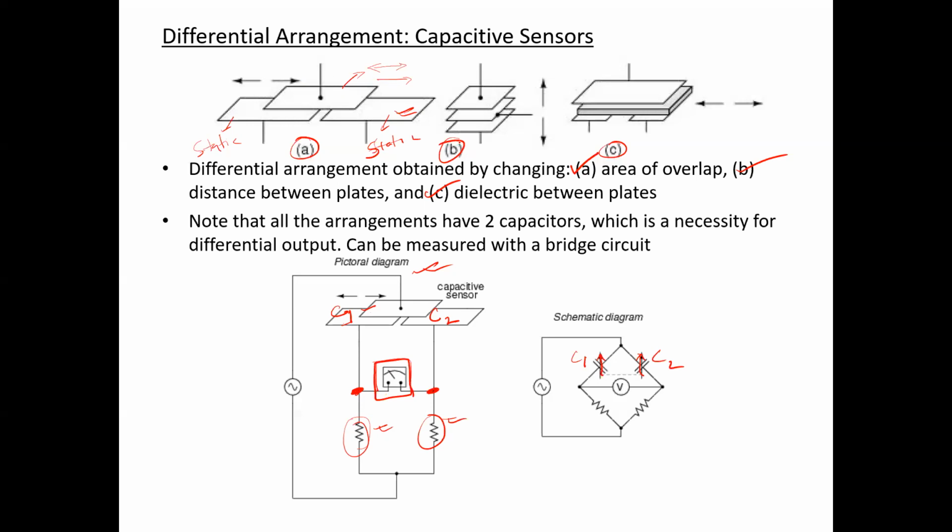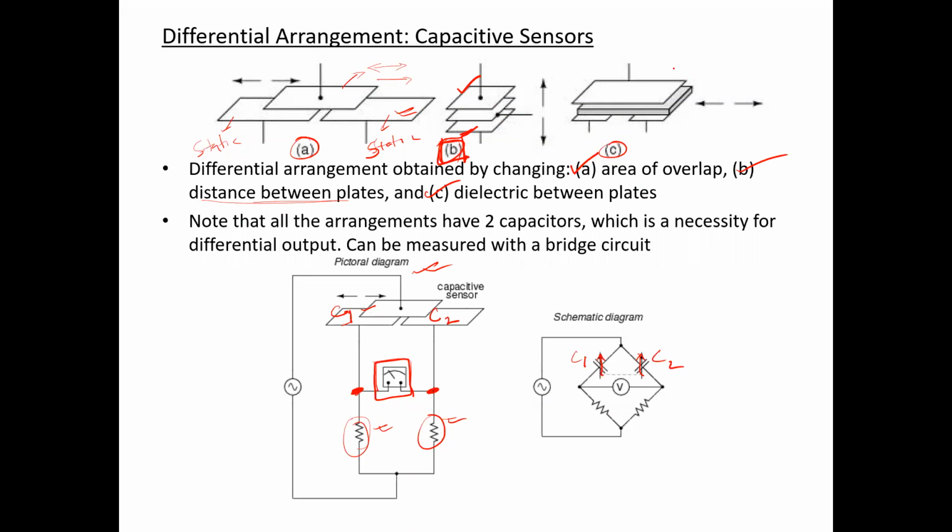Now for the other type of differential arrangement, shown in figure B, that is based on the variable distance between multiple plates. For this arrangement, the upper plate and the bottom plate can be considered fixed, and the plate located in the middle is the movable plate which can move in the vertical directions. As it moves upwards or downwards, the distance between the two fixed plates and the movable plate will vary accordingly and change the capacitance as well.